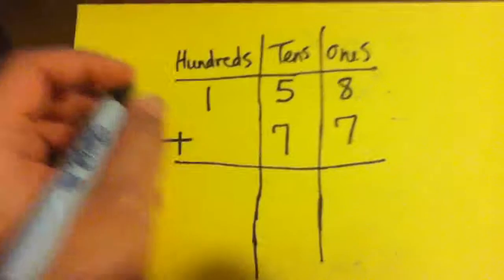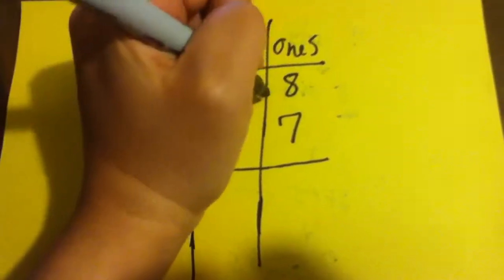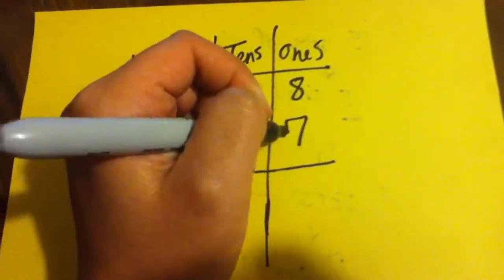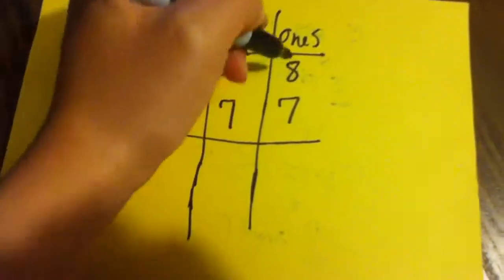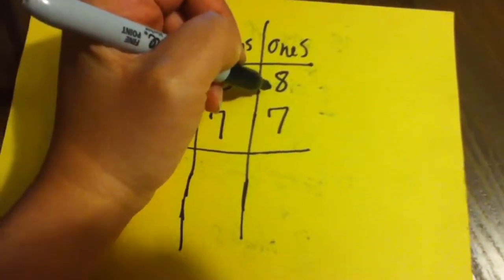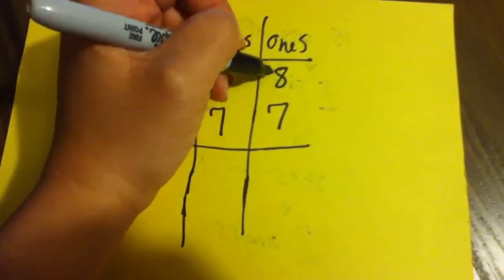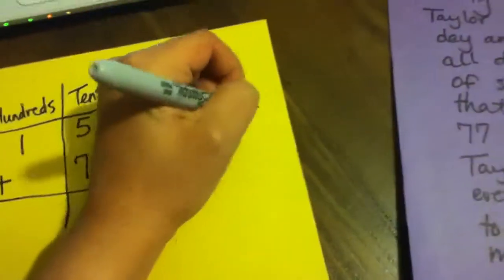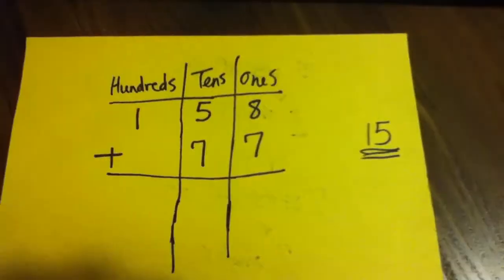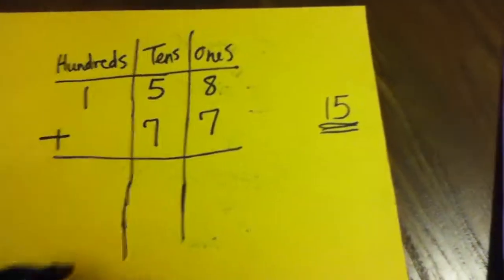So, let's begin. Here we have 8 plus 7. 8 ones plus 7 ones equals what? So, I know my doubles, and I know that 7 plus 7 equals 14. And one more to make that 8 equals 15. So we have our 15. How do we write this down here? Where do we put the 15?